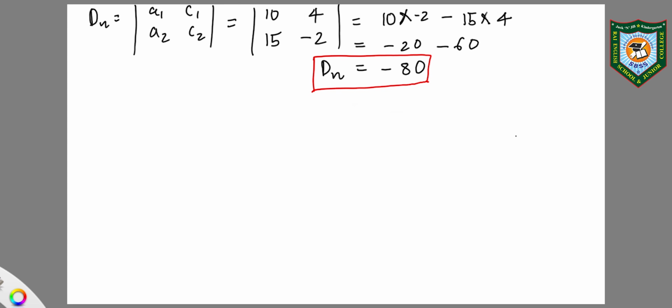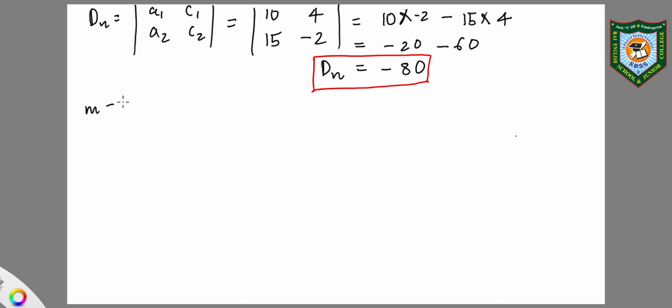Even if I had proceeded with the previous mistake I made, I would have received Dn is equal to minus 80, but my procedure would have been wrong. It is very important that your procedure is right at all times whenever you're solving any kind of question.